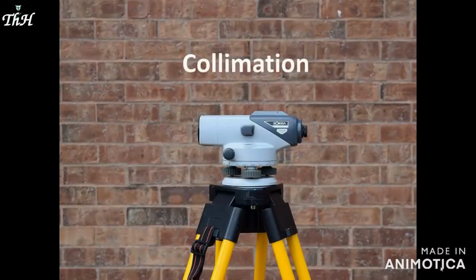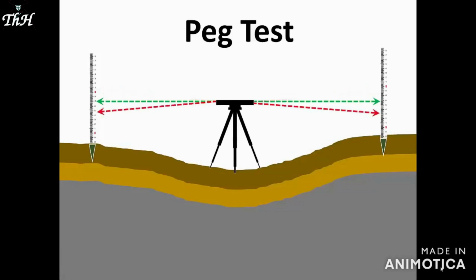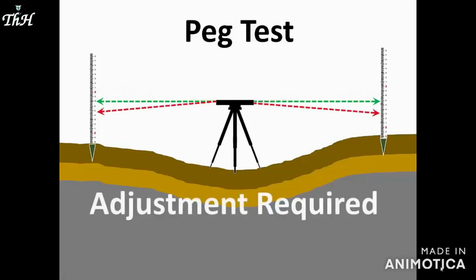Collimation is the technical term for the adjusting of the line of sight in an optical device. To test this collimation of an automatic level, we commonly perform a peg test. The peg test is designed to determine whether the instrument line of sight is truly horizontal. If the level is out of calibration, then the line of sight can have either an upward or a downward slope leading to rod reading errors.